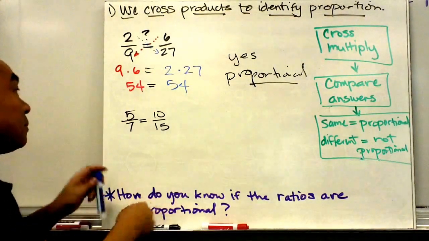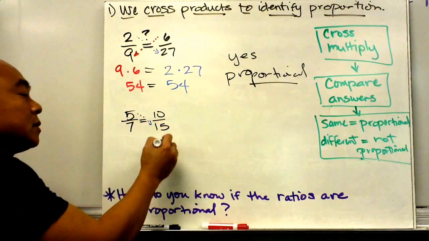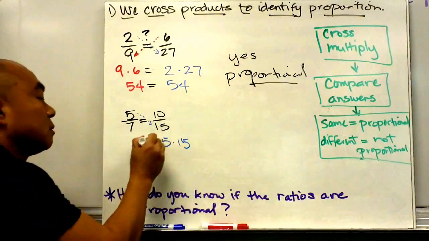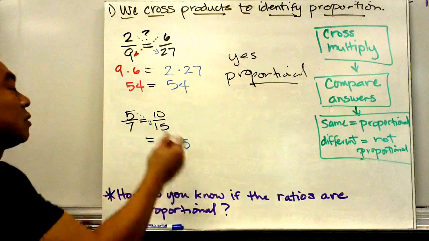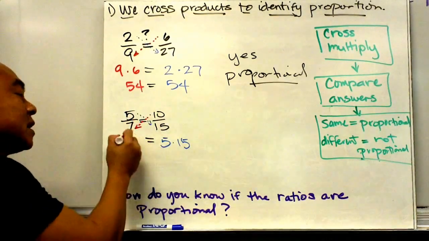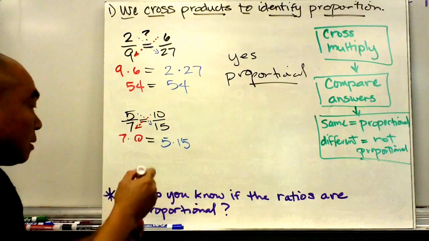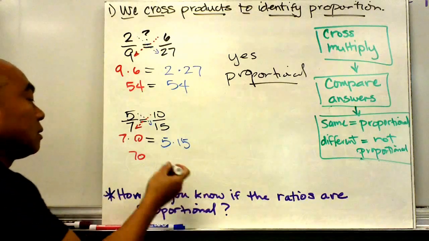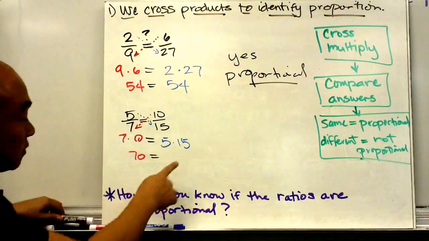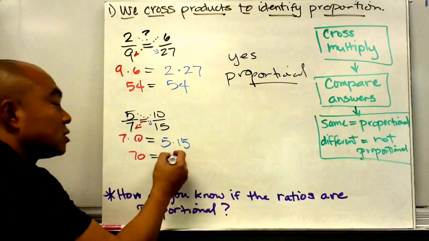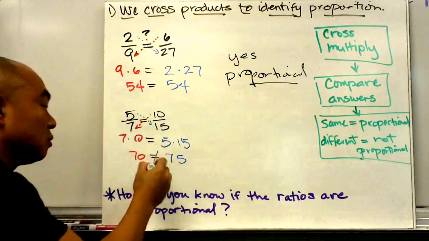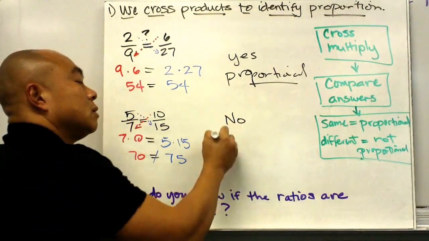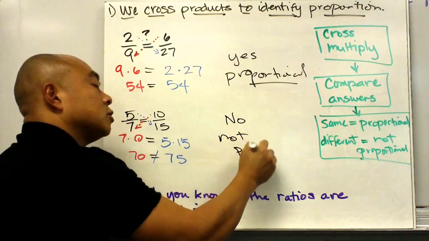All right, let's do the same thing with this one. Let's cross multiply here. So I'm going to have 5 times 15. And then on this side, I'm going to cross multiply 7 times 10. Then let's finish it up. 7 times 10 is going to give me 70. And we're going to see if that is equal to this side. And 5 times 15 is actually 75. So no, this is not proportional. So we need to say no, not proportional.